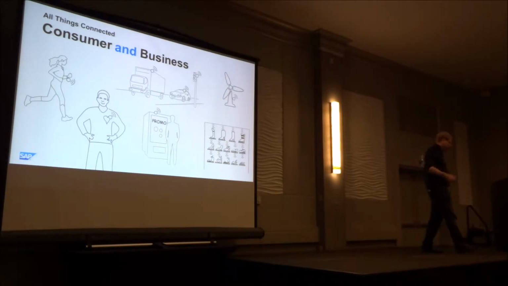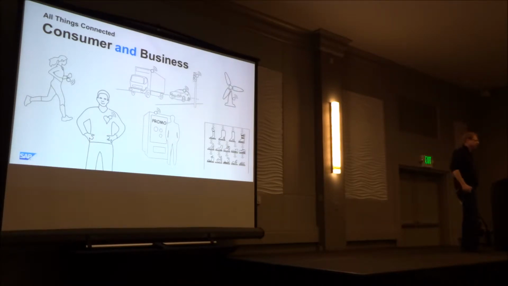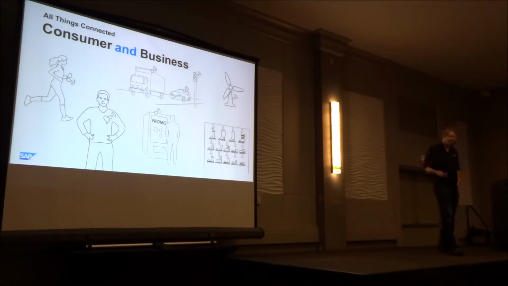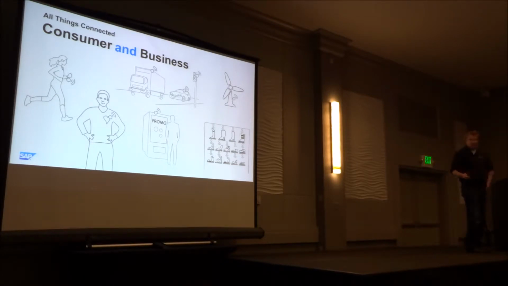And then also remote maintenance. Just think about, you have a windmill out in the ocean. How do you maintain this? If something goes wrong, do you each time send out a ship? Can you control this automatically? So there's a lot of things going on in the consumer and in the business space.